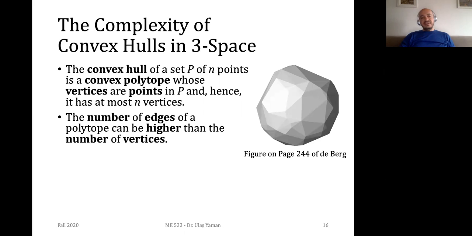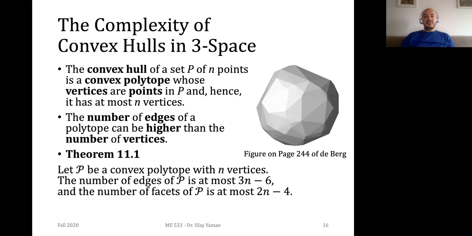And obviously, the number of edges might be higher than the number of vertices, and this is mostly the case. And we have a theorem about it. Assume that you have P, which is a convex polytope, having n number of vertices. If that's the case, then the number of edges around the polytope is at most 3n minus 6, and the number of facets, which doesn't have to be just triangles, you can have any planar polygons, can be at most 2n minus 4.